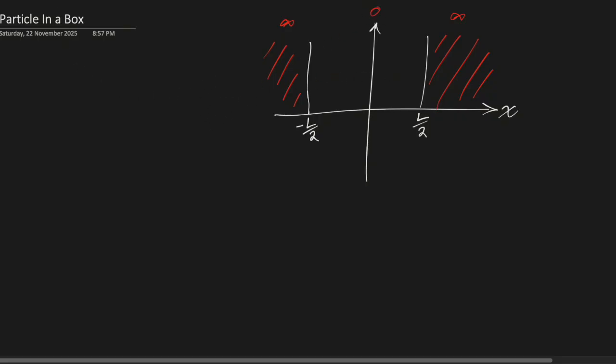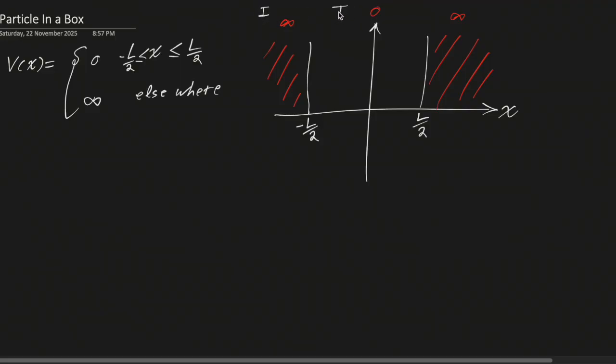So within the box, we can rewrite our potential function as follows. V of x is equal to 0 for x, this time going from minus L over 2 to L over 2, and it's infinite elsewhere. So now we can again divide the problem into 3 regions: region 1, region 2, which is within the box, and 3 outside the box.